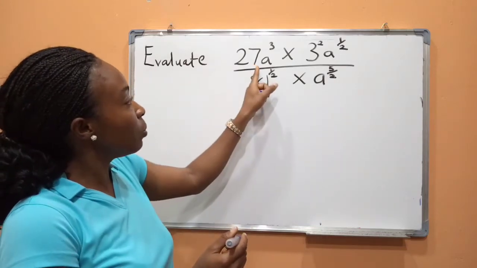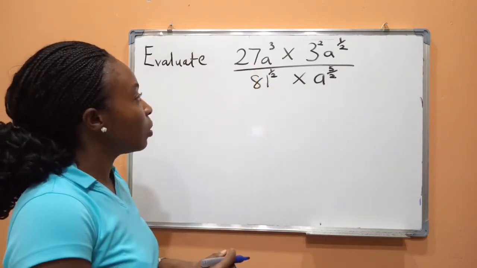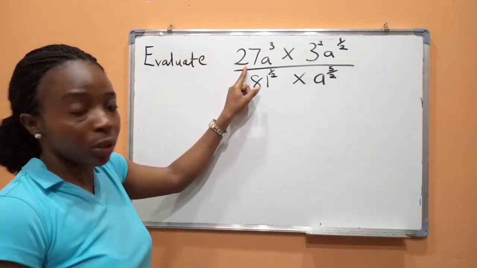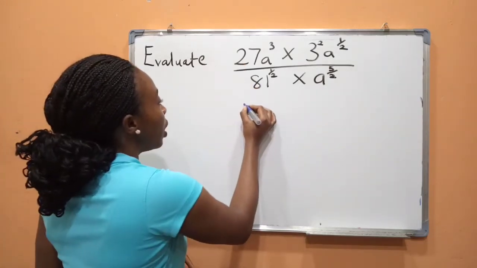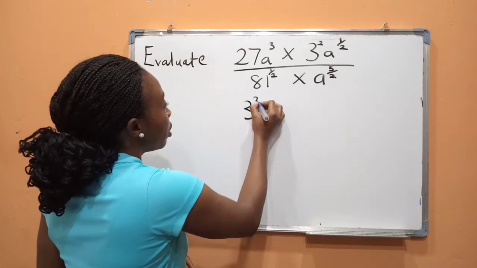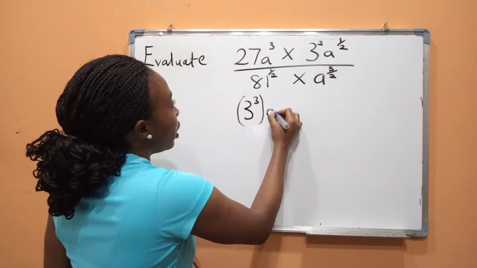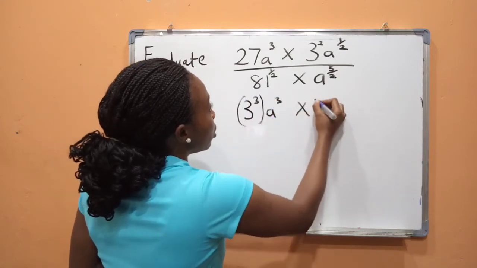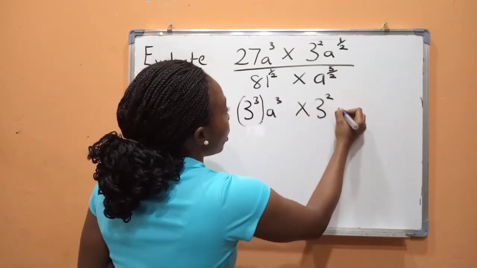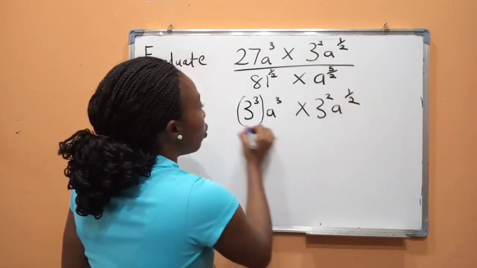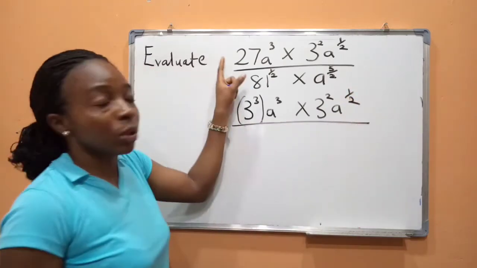Let's see if we can further break this down, okay? Since we have 3 here, we can have this in base 3. So in doing that, we are going to have 3 cubed, then a to the power of 3 times 3 squared a to the power of half, okay, over. Now we are done with the numerator.